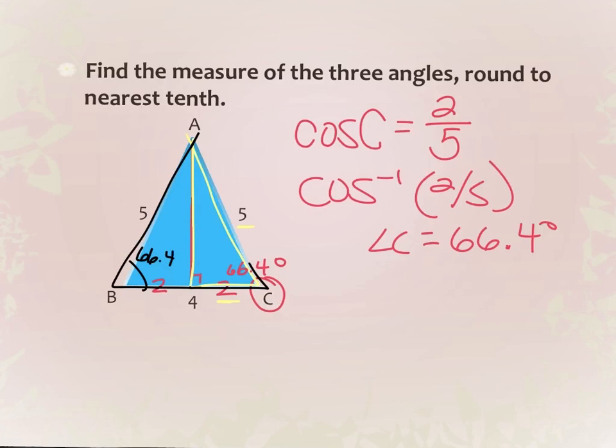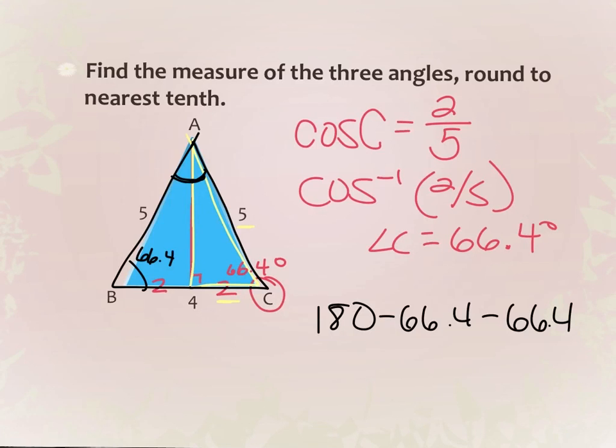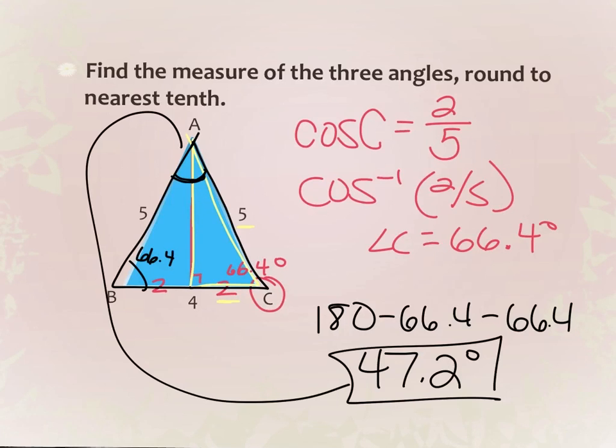And if I look at the big triangle, this top angle is the only one I'm missing. If I add up the 66.4 and the 66.4, I get 132.8. Subtract that from 180, and I end up with 47.2 degrees. So that would be angle A.